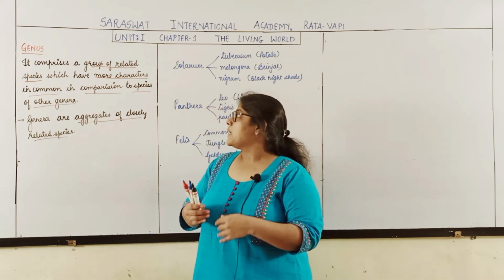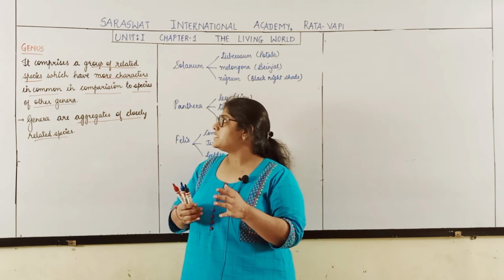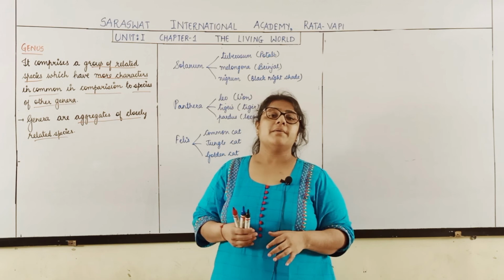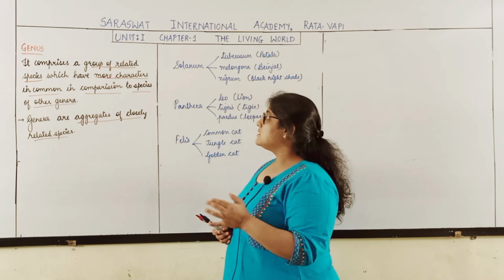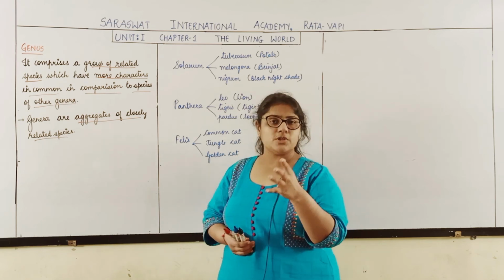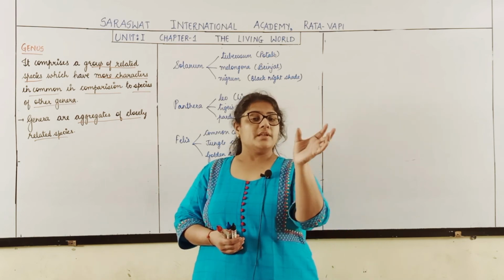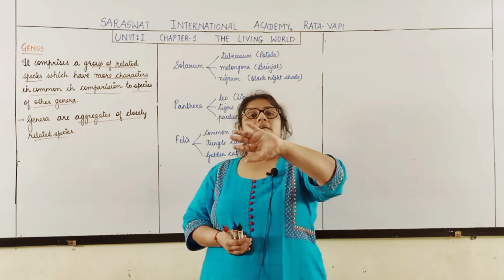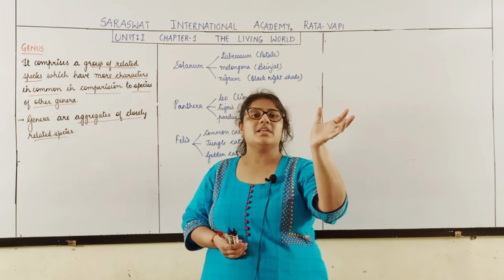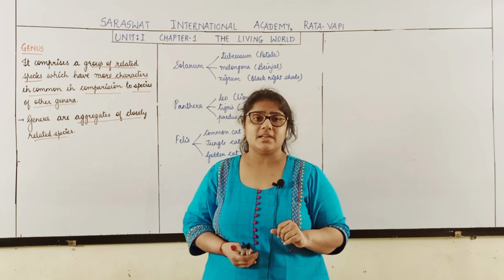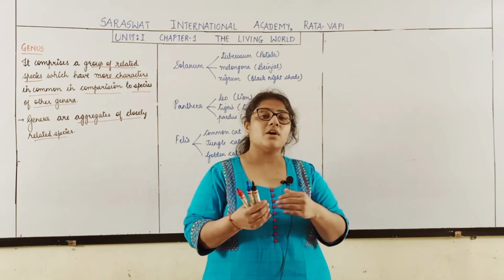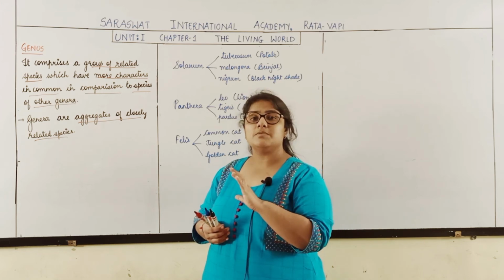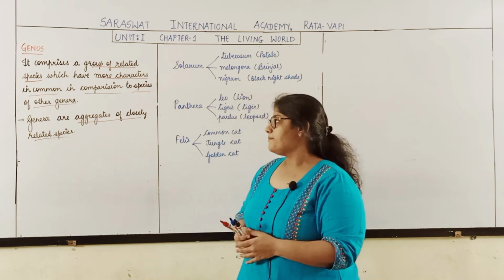So now students, the group of related species have more characters in common in comparison to the species of other genera. Suppose there are two genera. Within each genus, whatever organisms are included will show more similarities. But when we compare the organisms of two different genera, then the similarities will not be as many.